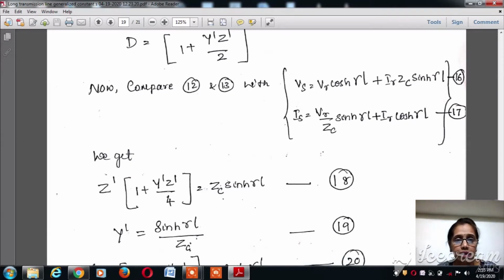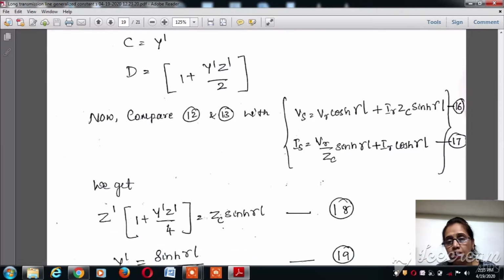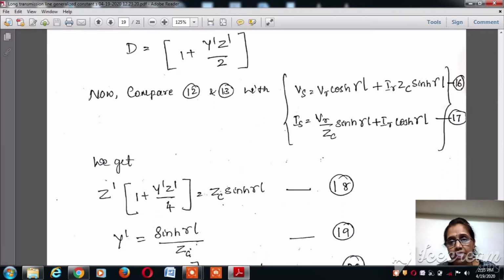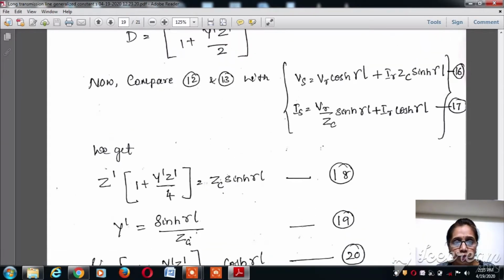Now compare 12 and 13 with the set of equations written with the help of the rigorous method. Vs is equal to Vr into cosh gamma L plus Ir into Zc into sinh gamma L. That is equation 16. Is is equal to Vr divided by Zc into sinh gamma L plus Ir into cosh gamma L, equation 17. Now we compare equations 12 and 13 with 16 and 17.